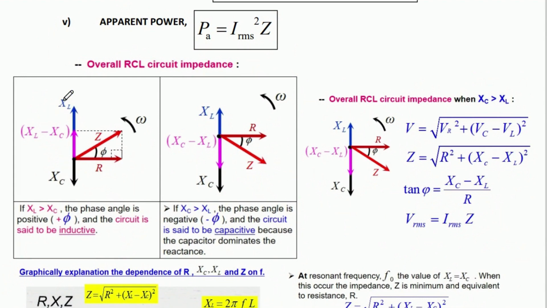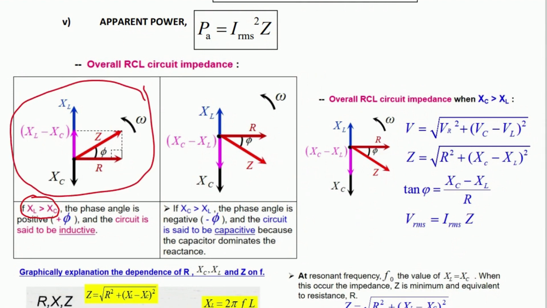Okay, this one. If XL is larger than XC, for the RCL circuit, here's the phase diagram. For the phase diagram for the RCL circuit where XL is larger than XC, the circuit is said to be more inductive. Okay, more inductive, yeah, this one.